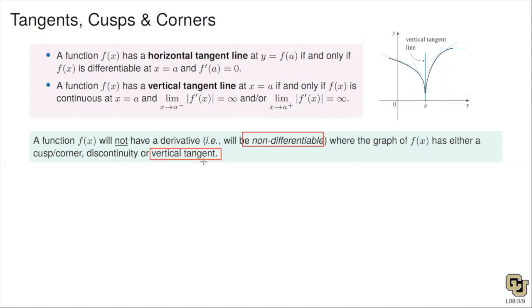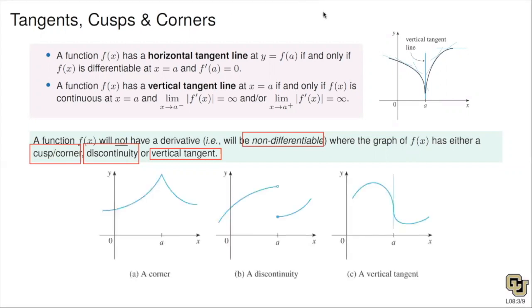it could also not be differentiable at a discontinuity. That's because of the previous result. We said differentiability implies continuity. So if it's not continuous, it can't be differentiable. And finally, at a cusp or a corner. So a cusp or a corner is basically when the limit from the left is a finite number for the derivative, and the derivative from the right is a finite number, but they're different numbers.